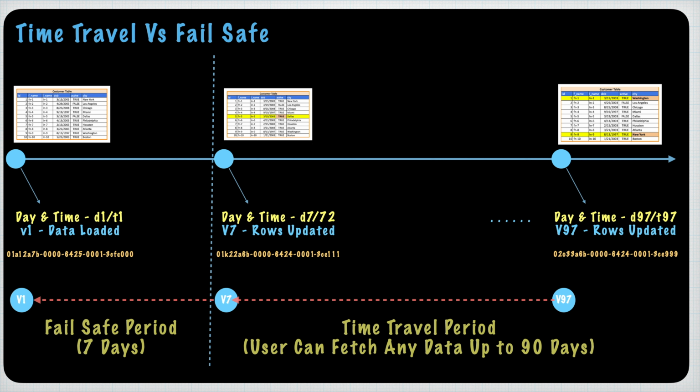Failsafe's primary intent is very different from the time travel feature. Failsafe ensures historical data is protected in the event of system failure or other catastrophic event, that is a hardware failure or a security breach. Failsafe is not provided as a means of accessing historical data after the time travel retention period has ended. It is for use only by Snowflake to recover data that may have been lost or damaged due to extreme operational failure.